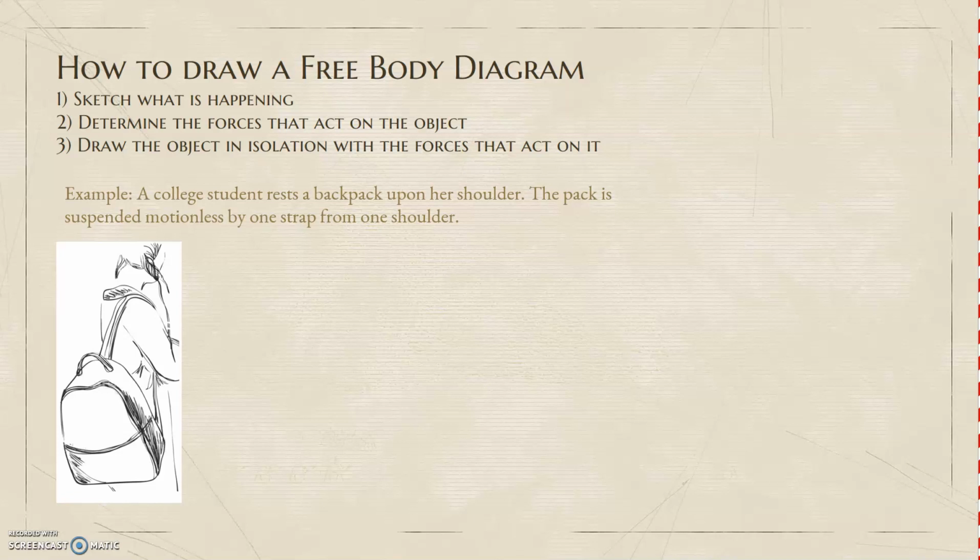So let's see. I sketch out what is happening. Now I have to figure out what forces are acting. Well, I have gravity pulling the backpack down, but I also have that strap, which is tension force, pulling the backpack up. So then I draw a simple thing. I isolate just the backpack. I'm looking at the backpack alone. I don't care about her. I don't even care if it's a her. It could be a hook. It could be hanging on the back of a chair. But it would be identical in situation because the backpack is still being pulled down by gravity and the tension is pulling up.